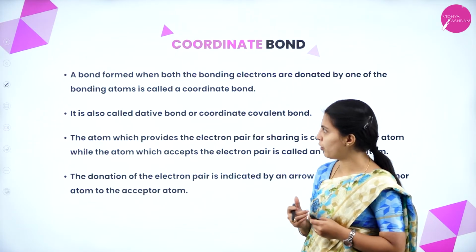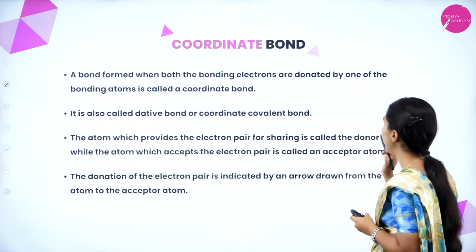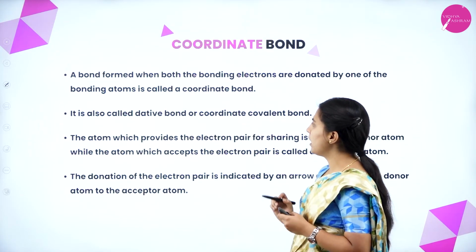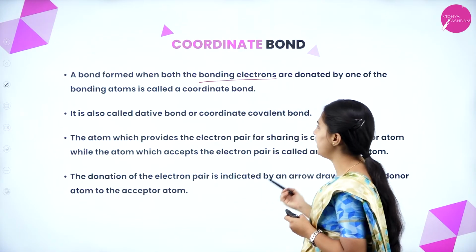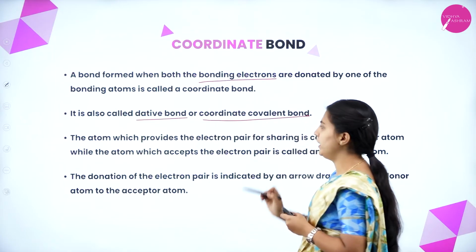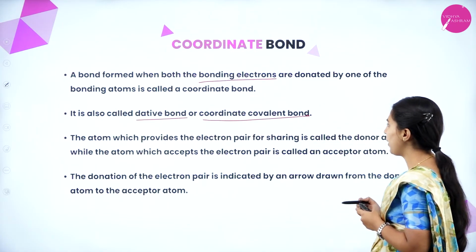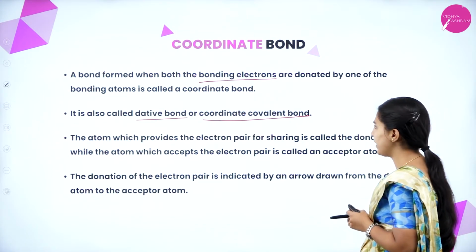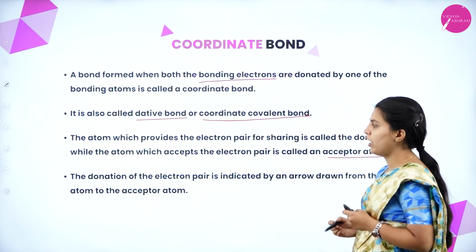that is coordinate bond. A bond formed when both the bonding electrons are donated by one of the bonding atoms is called coordinate bond. It is called dative bond or coordinate covalent bond. The atom which provides the electron pair for sharing is called donor atom, while the atom which accepts the electron pair is called acceptor atom.